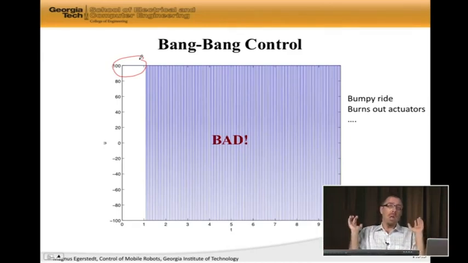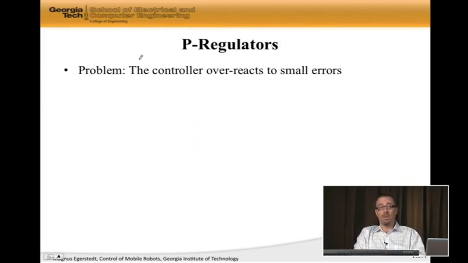I mean, we're basically doing a lot of work when we're very close to perfect. So this is actually not a particularly good control design. And the problem is exactly this overreaction to small errors. Even though the error is tiny, as long as it's positive, we're slamming the gas as hard as we can. So we somehow need to change this design.